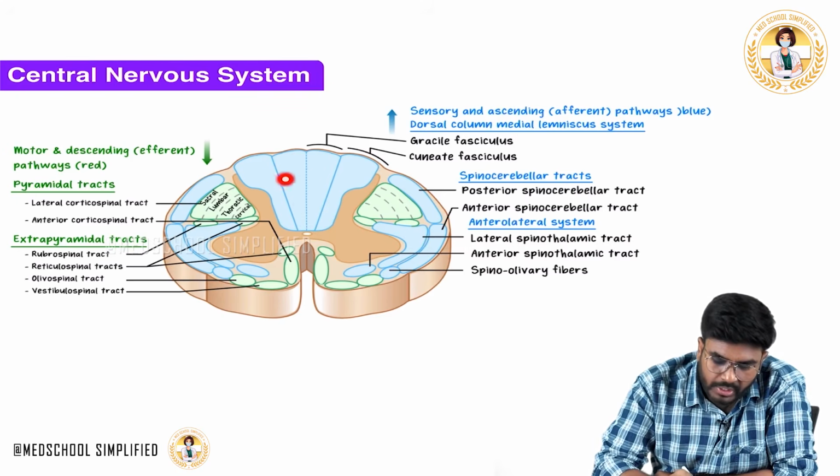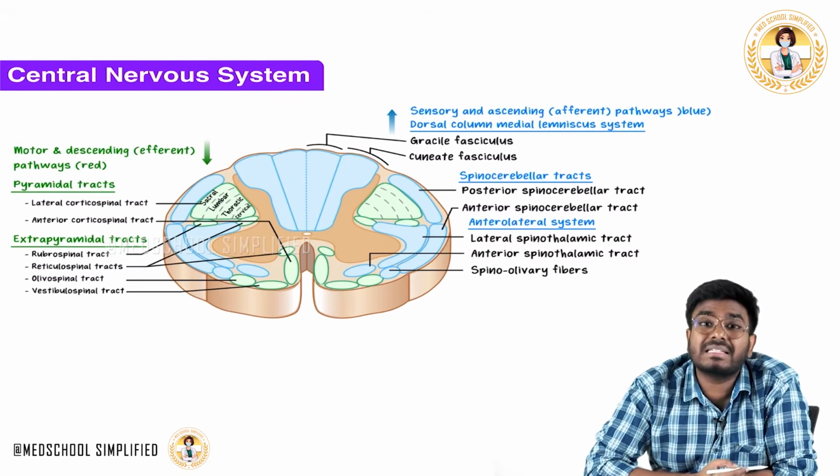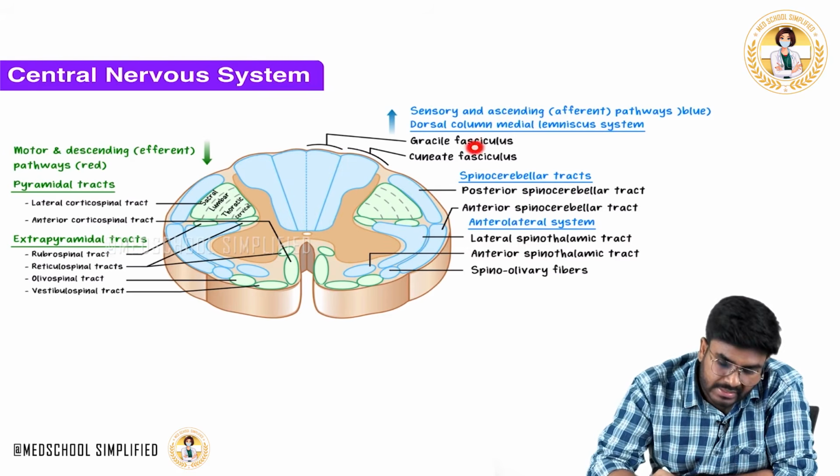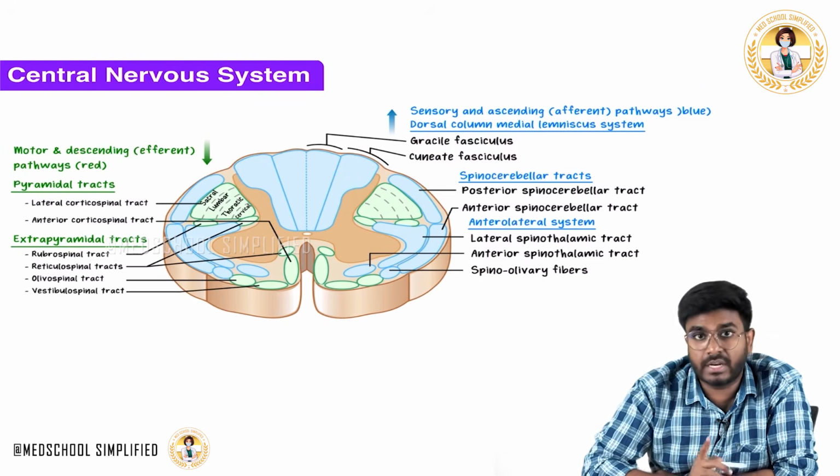See, whatever I am pointing to right now, this is the dorsal column tract. What are the dorsal column tracts? Fasciculus gracilis and fasciculus cuneatus. Advanced sensations from the body travel in the fasciculus gracilis and fasciculus cuneatus, already discussed.